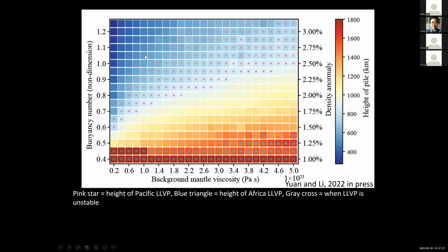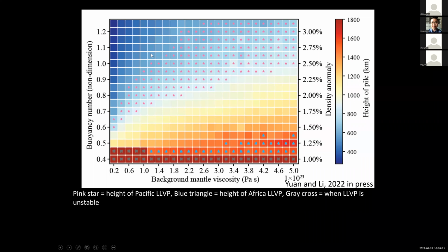So each box represents one calculation, one geodynamic model, and the parameters for each box are given by the buoyancy number on the vertical axis, and by the background mantle viscosity on the horizontal axis. Okay, and the color represents the maximum height of thermochemical piles in this model. For example, I'm not sure if you can see my mouse or the arrow here. I'm pointing to a box with blue color, which has buoyancy number about 1.0, and mantle viscosity about 1.2 times 10 to the 23. Okay, and it's a little bit blue, so that means in this model, the height of the thermochemical pile is about 700 kilometers.